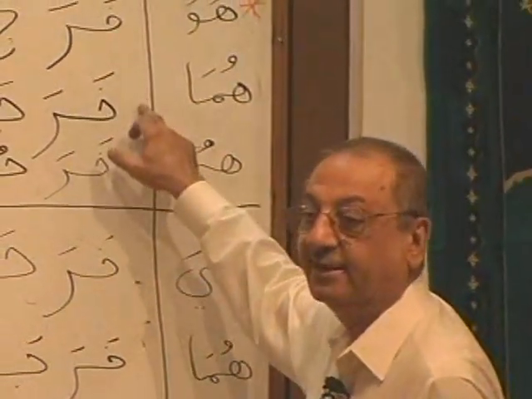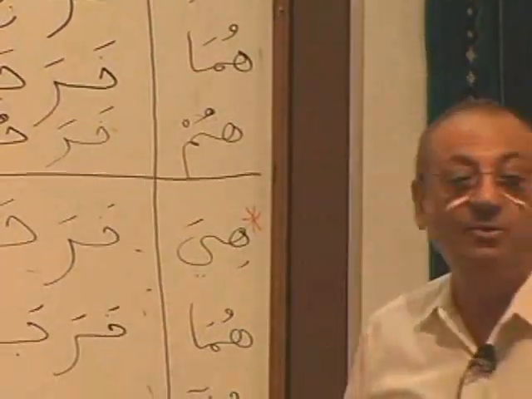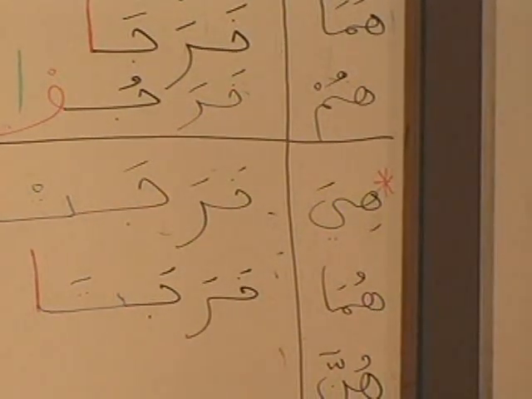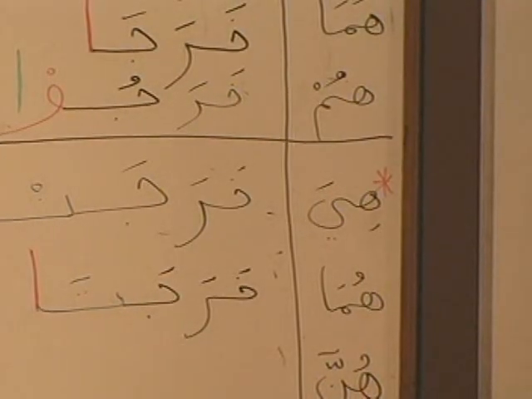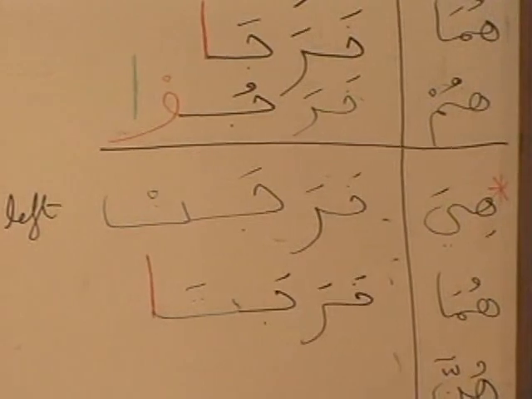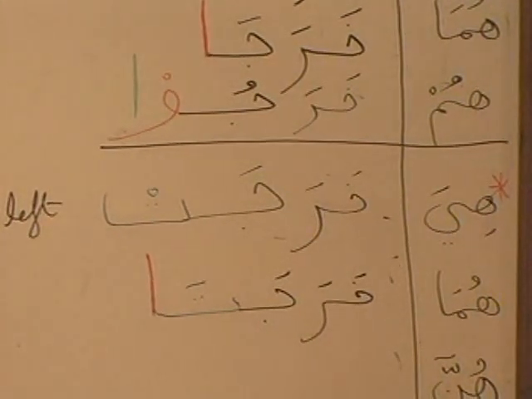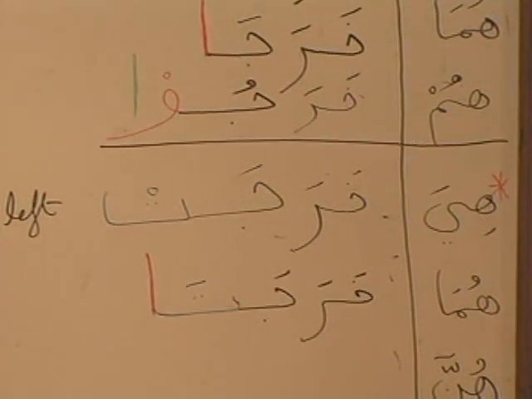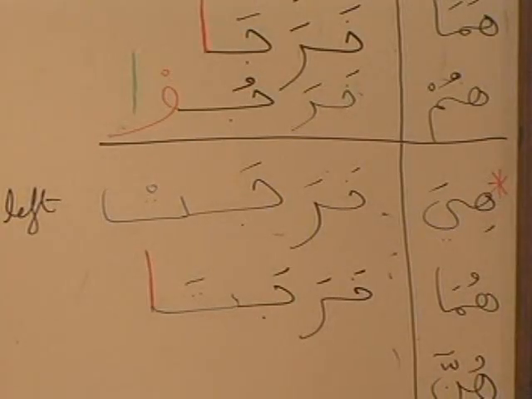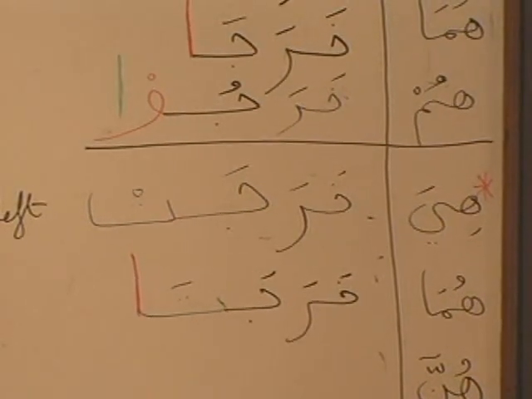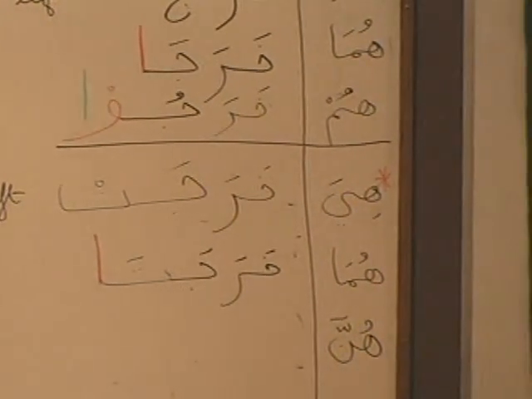Nasara, nasaru, nasarat, nasarata. Next verb? Kataba, katabu, katabat, katabata. Are you with me? And then next one? Dakhala, dakhalu, dakhalat. Okay, next one, dakhalata.